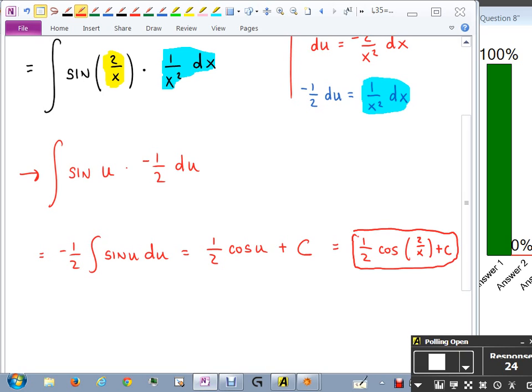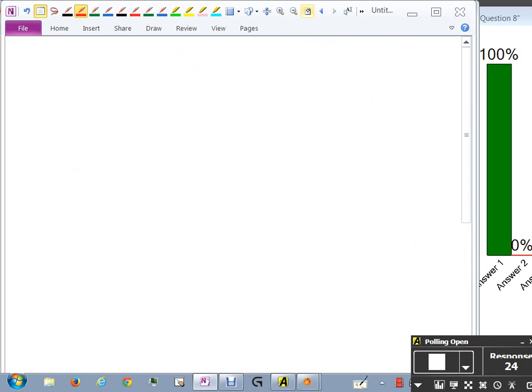Okay, I've got like 5 or 6 more I want to do, but we only have about 12 minutes, so this one. The integral of e to the x over 1 plus 9 e to the 2x dx.